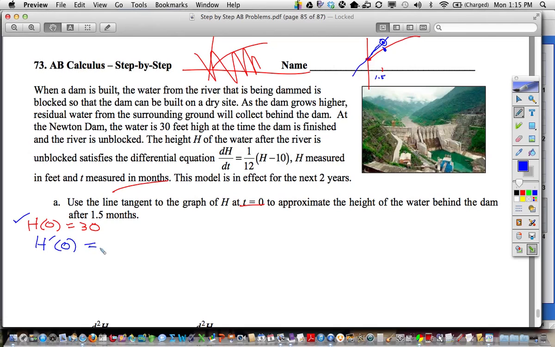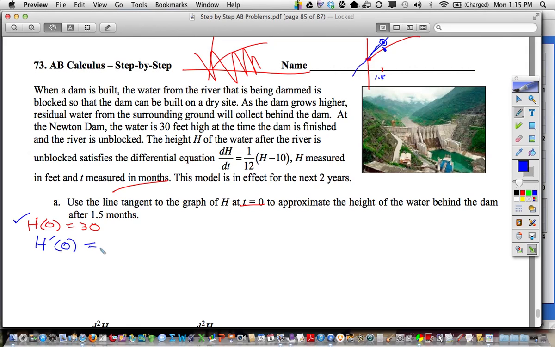I need h prime at 0. Do I have the derivative of h? Yeah, that's a differential equation. I got it. So all I have to do is plug in a 0, right? No, don't go over there. Stay with this. I want to know h prime at 0. So what do I plug right there? No, forget that over there.